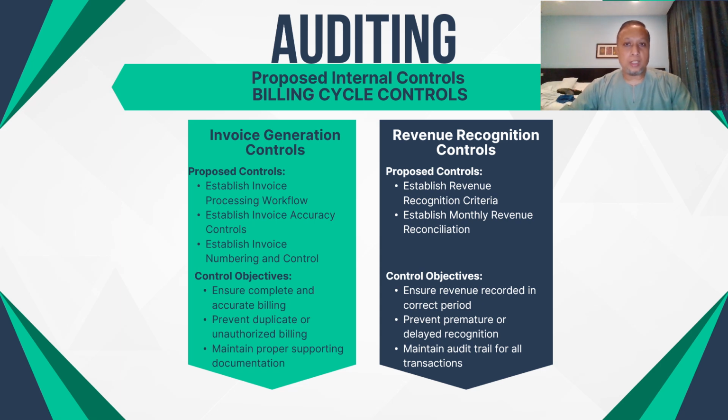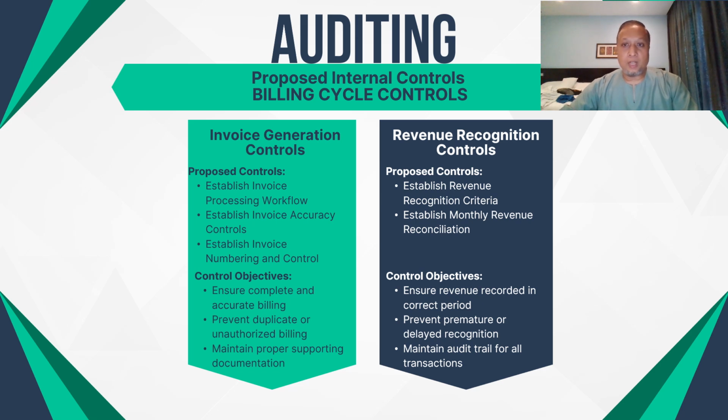Propose internal controls for billing cycle controls. Invoice generation controls. The proposed controls are: 1. Establish invoice processing workflow. Number 2, establish invoice accuracy controls. And number 3, establish invoice numbering and control. The control objectives are: 1. To ensure complete and accurate billing. Number 2, to prevent duplicate or unauthorized billing. And number 3, maintain proper supporting documentation.